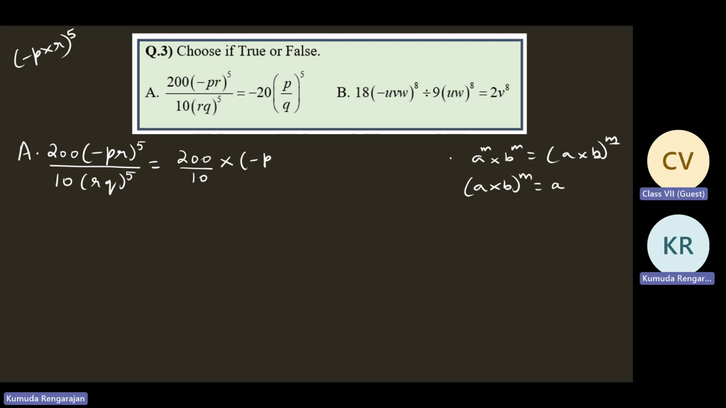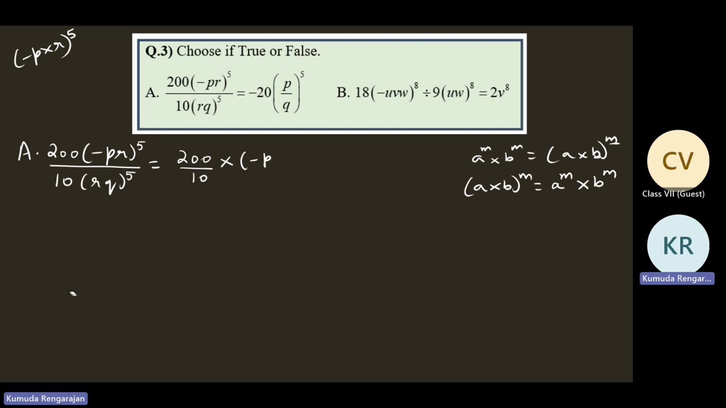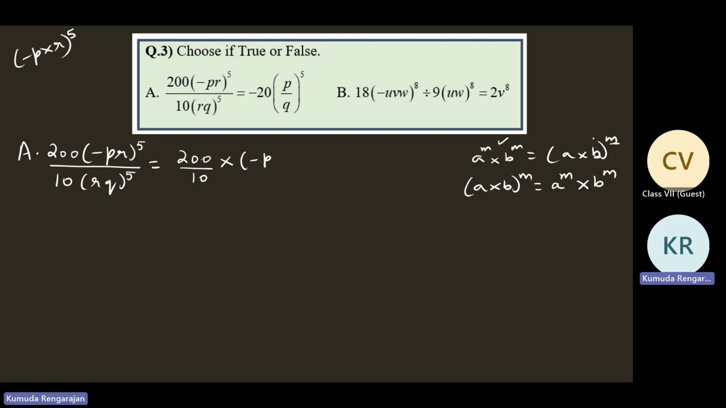No, you can see the rule here. A to the power m into b to the power m is a into b the whole power m. So if you have a into b the whole power m, then you can write it as A raised to the power m into b raised to the power m. So just using the rule the other way, that's all. If it is given like this, you can write it like this. If it is given like this, you write it like this. That's all. Yes, ma'am.